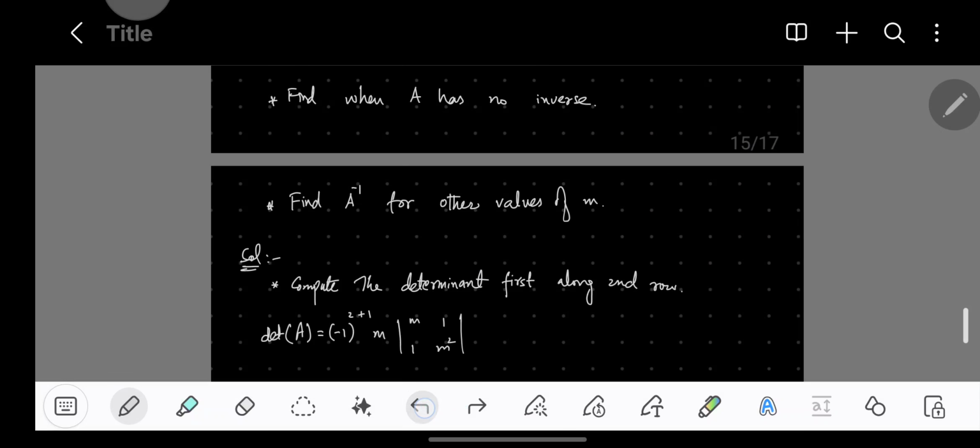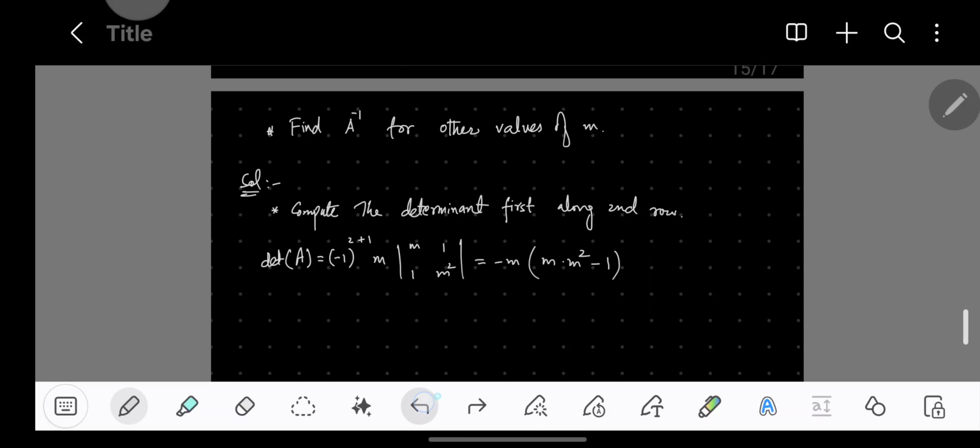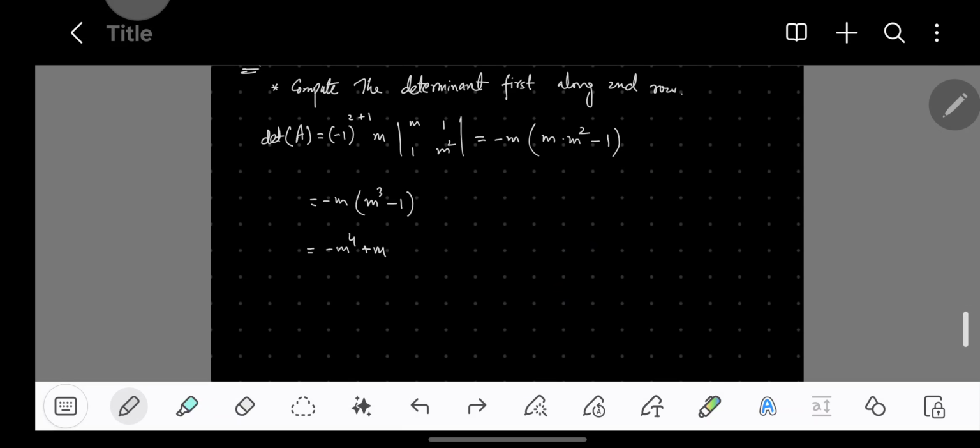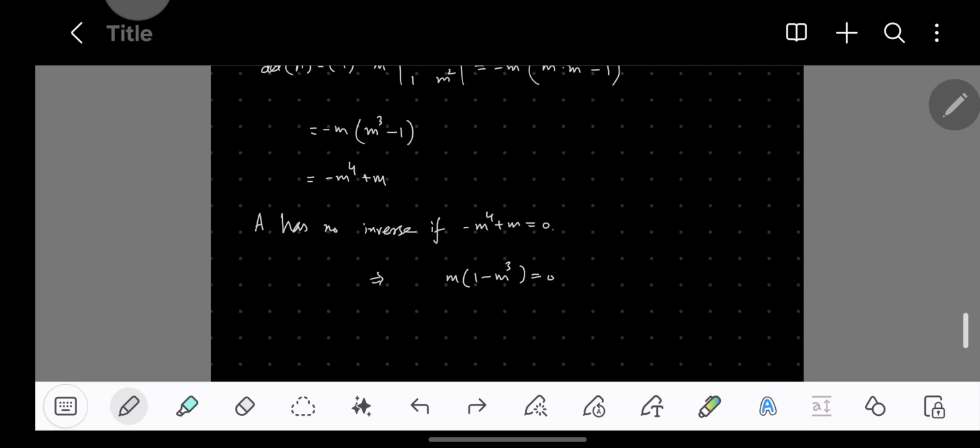So I will write this thing here and I will compute these values, and after simple calculations I will end up with negative m to the power 4 plus m. So A has no inverse when this thing is 0, because this is the determinant. And if the determinant is 0, then A has no inverse. This is a well-known fact of matrices. Now, if I take m common from these two values, I will get here 1 and here m cube. So I will write m times 1 minus m cube. I have just changed their positions.